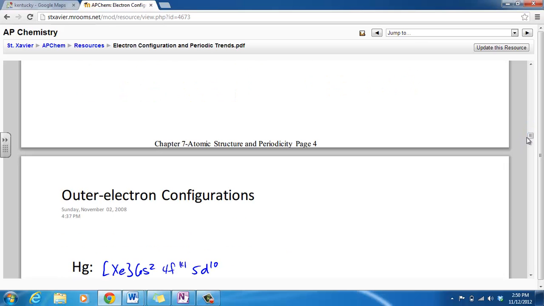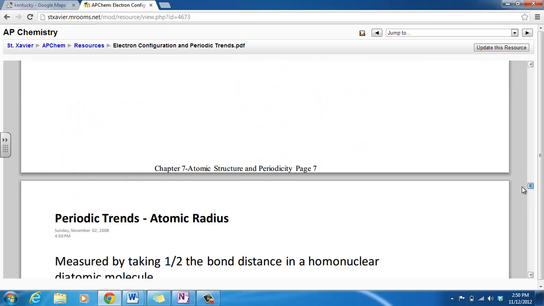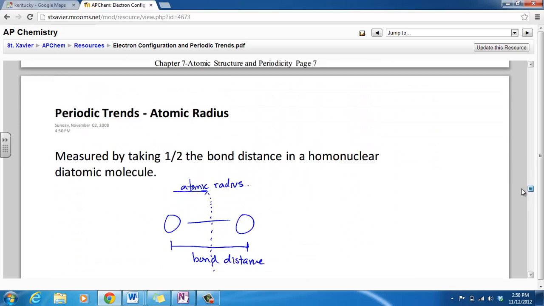Now, the way that we measure atomic size, let me get down to this. Okay, so the way that we measure atomic size, there's a couple ways, but usually what we do is we take a homonuclear diatomic molecule and we take half of that bond distance, and so say we have an H2 molecule, just taking half that bond distance we say is the atomic radius for hydrogen.